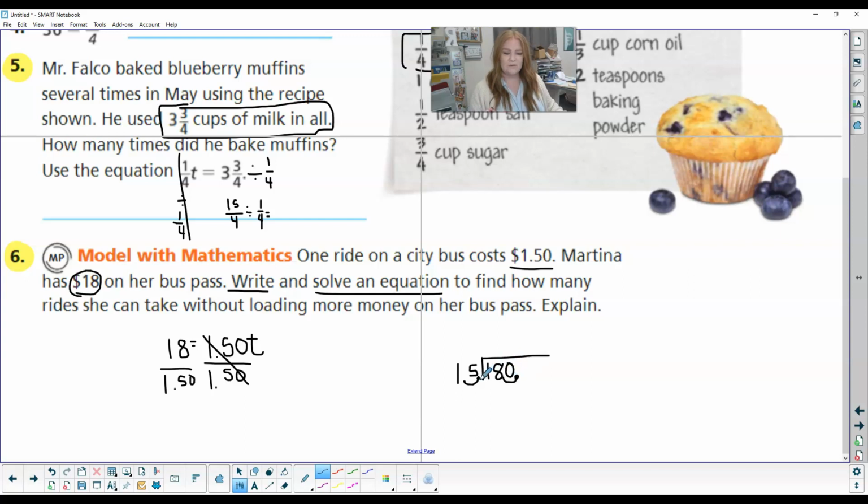So I'm really doing 15 into 180. So I should have something above the 1, the 8, and the 0. So it can't go into 1. It goes into 18 one time, which is 15. And then we're left with 3. Bring down the 0. 15 goes into 30 2 times. So she can ride the bus exactly 12 times if she has $18 on her bus pass.